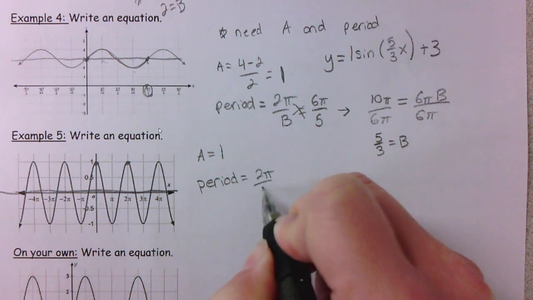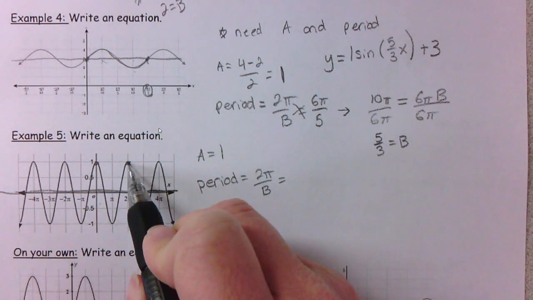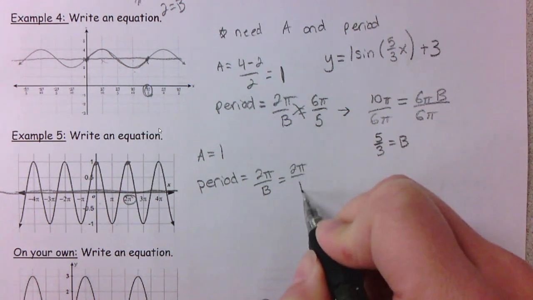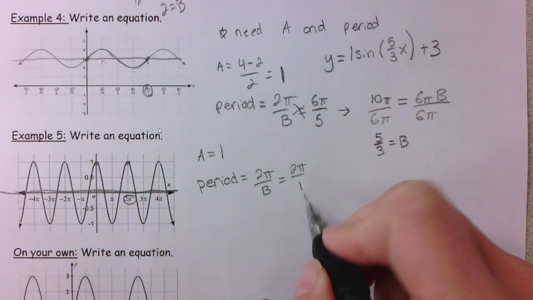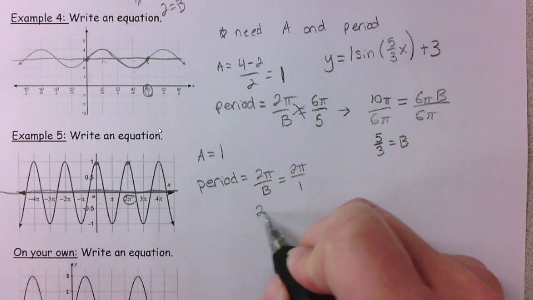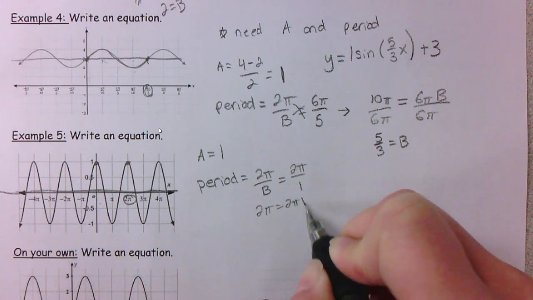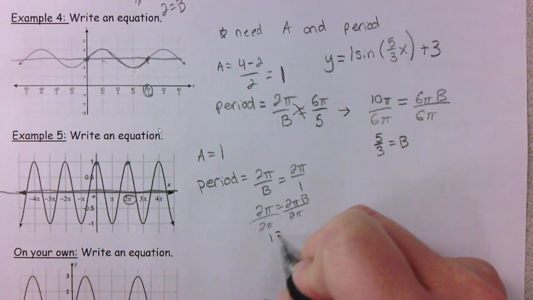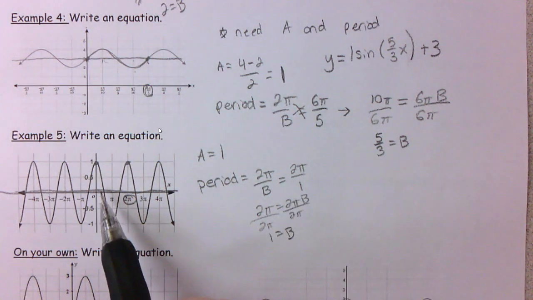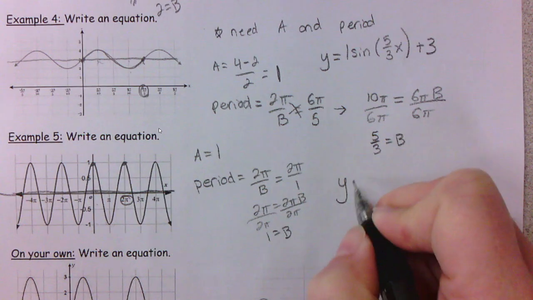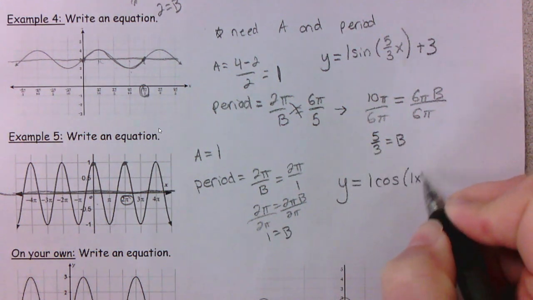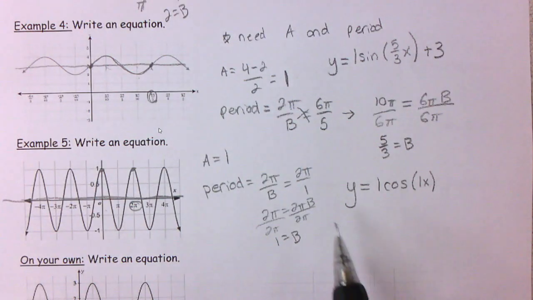period is 2 pi over b, which equals right here 2 pi. We can cross multiply. So I get 2 pi equals 2 pi b divided by 2 pi. B is 1. Notice it doesn't shift vertically at all, so my final answer is y equals 1. Now it's cosine, and then just 1x. And we don't need those 1's there. y just is cosine of x.